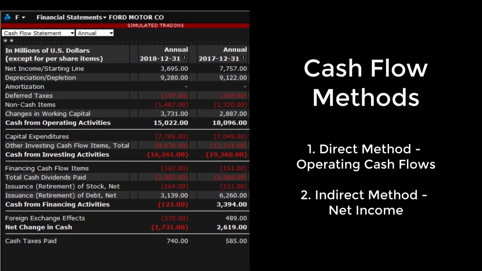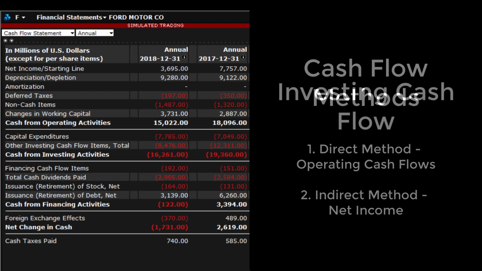Cash flows can be measured in one of 2 ways. The direct method uses operating cash flows for each operating segment, including collections from customers and payments made to employees. The indirect method always starts with net income and looks at adjustments for non-cash expenses, non-operating income and expenses, and changes in the balance sheet attributed to operating activities.